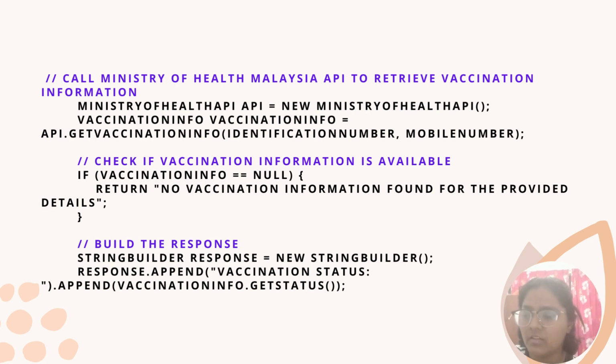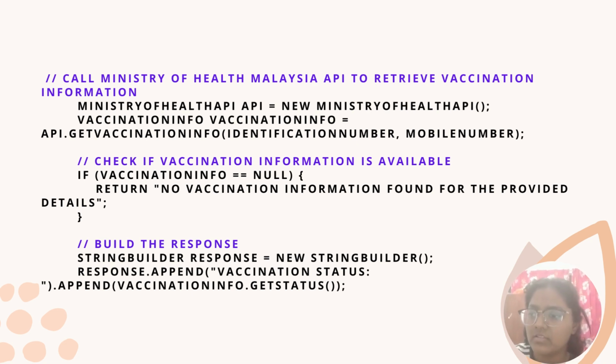Next, we check if the vaccination information is available. This line checks if the retrieved vaccination info is null. If it is null, that means no vaccination information was found for the provided details, and an appropriate message is returned. And then it is followed by building the response.